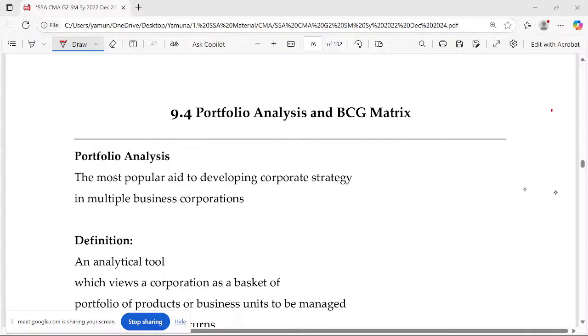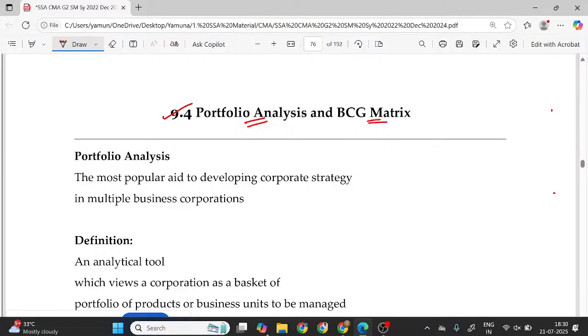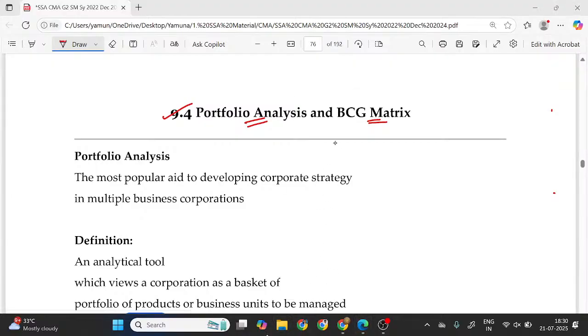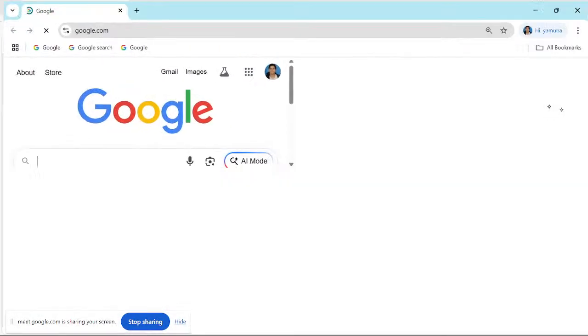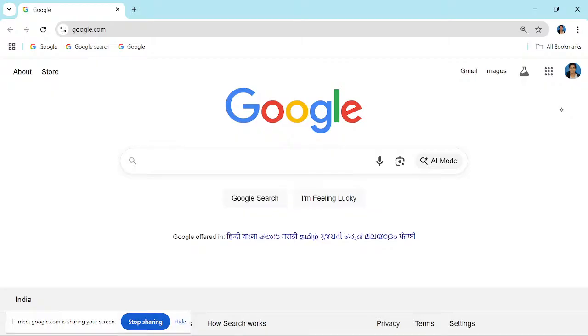Can you please go to 9.4 on portfolio analysis and BCG matrix. Before that, I would like to go for the Mahindra and Mahindra SWOT analysis. Just have a small glance at this.